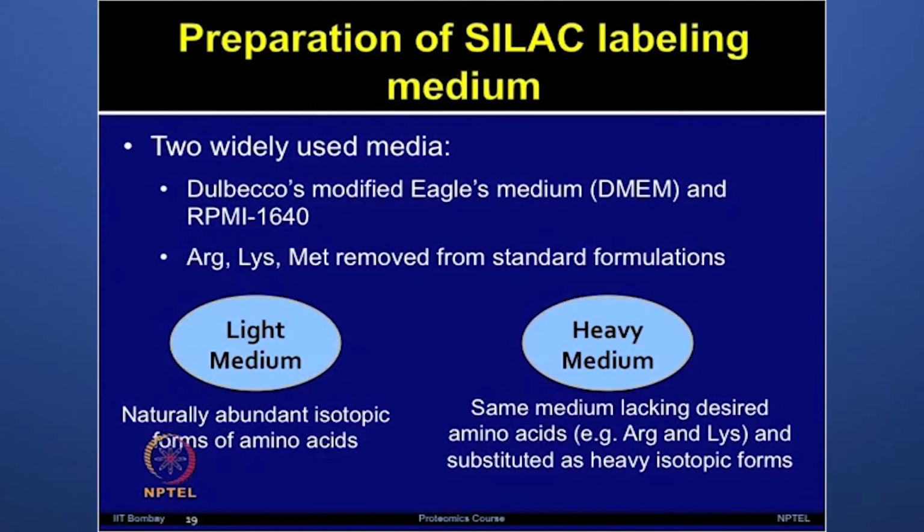So, there are two widely used media. One is Dulbecco's modified Eagle's medium, DMEM, and the other is RPMI 1640. The arginine, lysine and methionine are removed from the standard formulations. The light medium has the naturally abundant isotopic forms of amino acids, whereas the heavy medium is the same medium which lacks the desired amino acid, for example, arginine and lysine, and it can be substituted with the heavy isotopic forms.